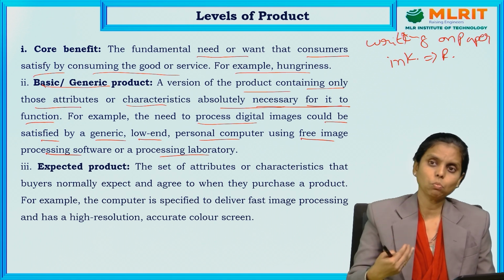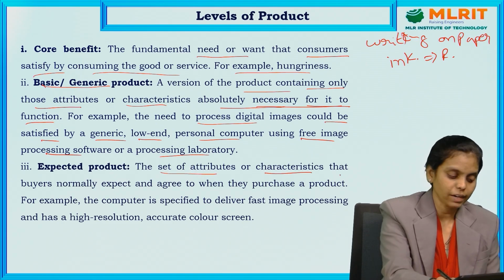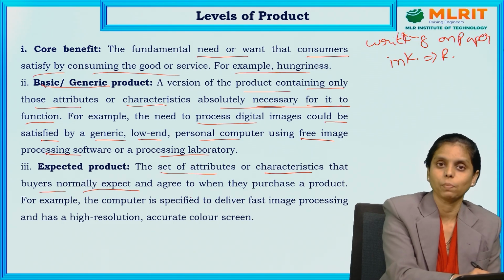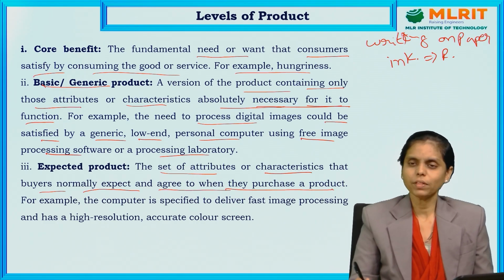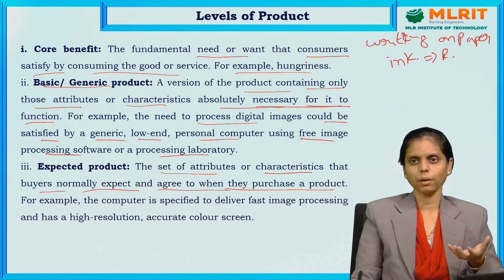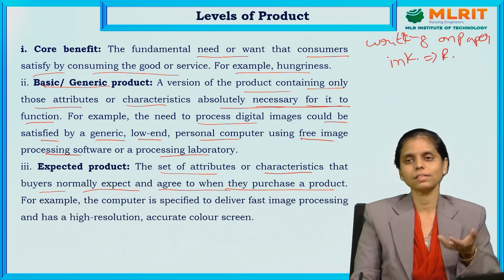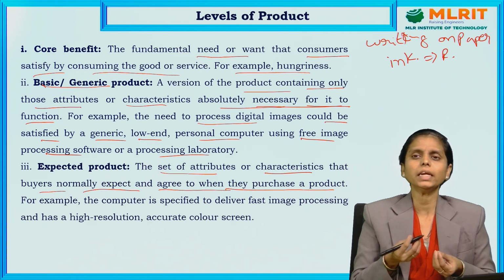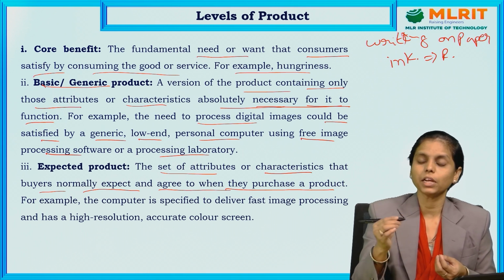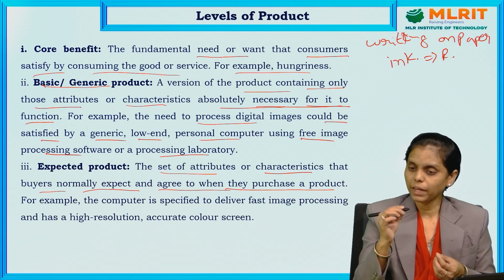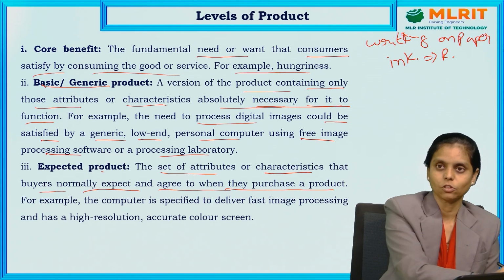Now, let us move to the next one, that is the expected level. What is an expected level? The set of attributes or characteristics that buyers normally expect and agree to when they buy a product. Whenever we provide food to a hungry person, what will we generally expect? The food should be served on a plate so that I can eat it conveniently. The refill should be placed in a body so that I can have a grip and hold the pen to write for a longer time. That is the expected level.